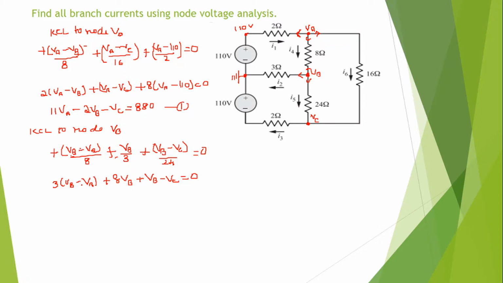So what will happen? Minus 3VA plus 3VB, 8VB plus VB. So plus 12VB minus VC equal to 0. This is equation 2, by applying KCL to node VB.